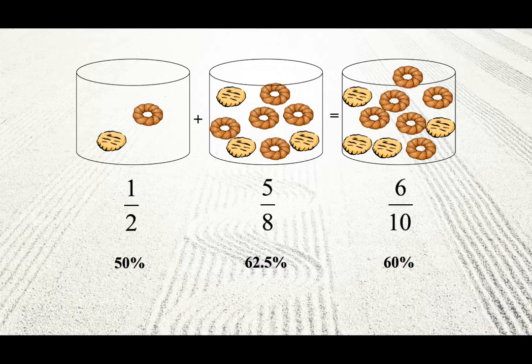Another example is 50% orange juice. Another one is 62.5% orange juice. If you mix, it's going to be 60%, not going to be more than 100%. So this was wrong because you cannot add or subtract ratio and rate in such ways.